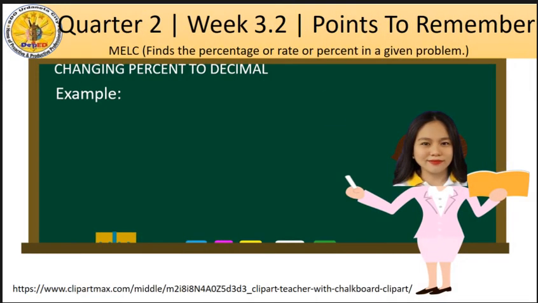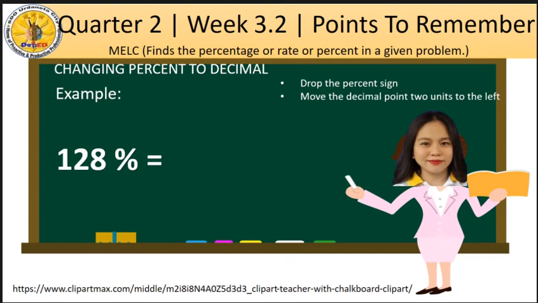Now let's have another example. Convert 128% to decimal. Drop the percent sign and move the decimal point 2 units to the left. The answer is 1 and 28 hundredths.